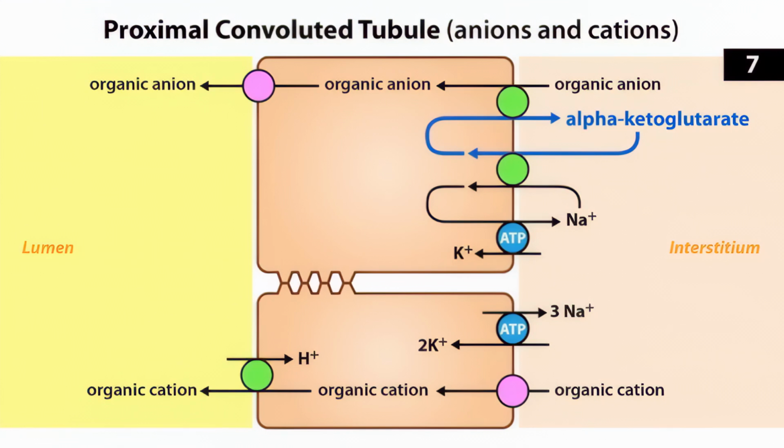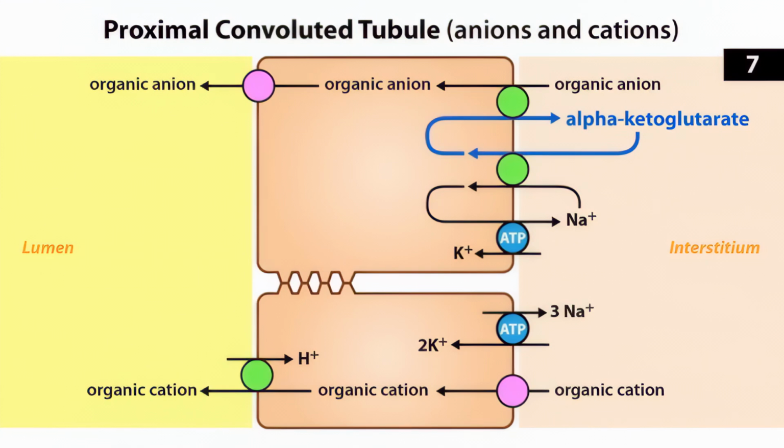To secrete an anion, you use alpha-ketoglutarate. So we're starting on the right this time in the interstitium. Alpha-ketoglutarate is brought into the cell with sodium by way of a sodium gradient that's established by the sodium-potassium ATPase. So alpha-ketoglutarate goes into the cell, and then you can exchange alpha-ketoglutarate for an anion, and that anion then goes into the lumen.